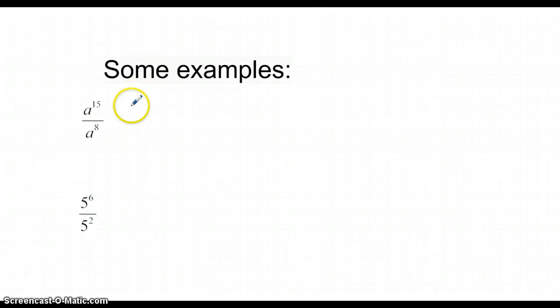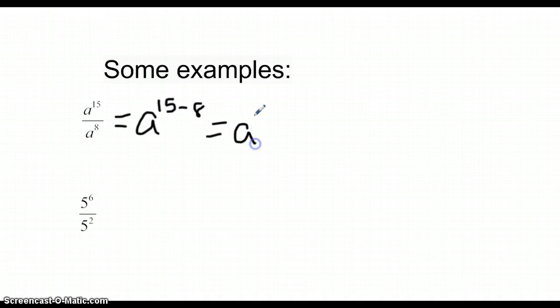We have a to the 15th over a to the 8th. So that's really like a to the 15 minus 8, or we can rewrite this as a to the 7th. And 5 to the 6th over 5 squared, we can rewrite this as 5 to the 6 minus 2, which is 4, so 5 to the 4th. Now these seem like very easy rules, but they're very important to remember, and we'll be using them a lot throughout the rest of the year.